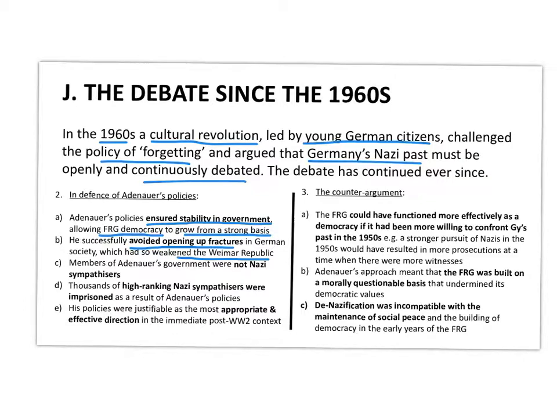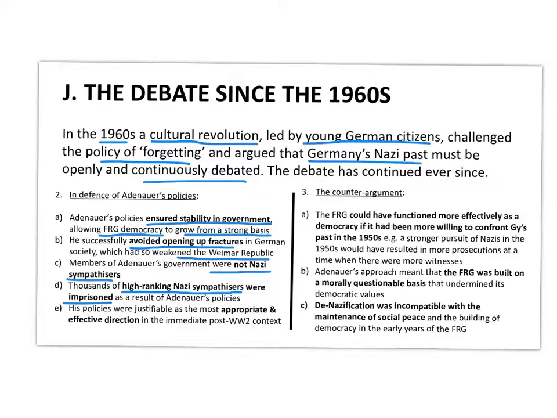In defence, as we said, many of these members of Adenauer's governments were not Nazi sympathisers. You can't simply say that all members of Adenauer's government were ex-Nazis. There were many members of his government who were not in any way associated with the Nazis. And yes, many high-ranking Nazi sympathisers were imprisoned as a result of Adenauer's policies. So it's very easy to end up with very simplistic, exaggerated arguments here. And often it is forgotten that, as we said, Adenauer banned the Socialist Reich Party. He did imprison many Nazi sympathisers. So we have to be balanced when we talk about Adenauer, as controversial as his policies were.